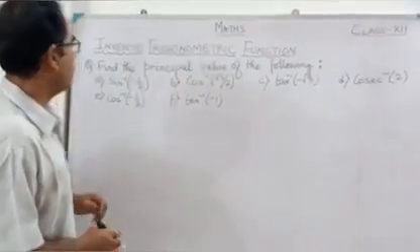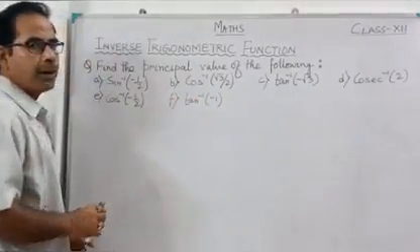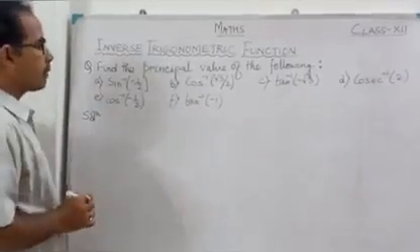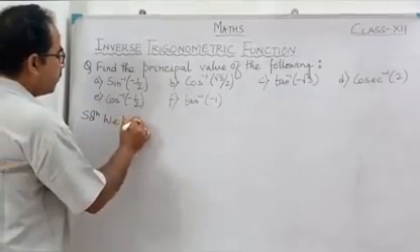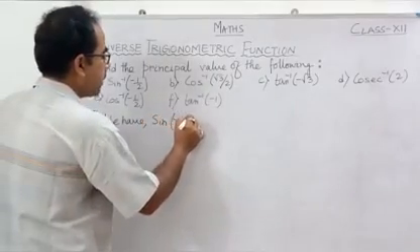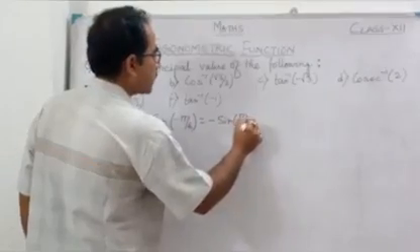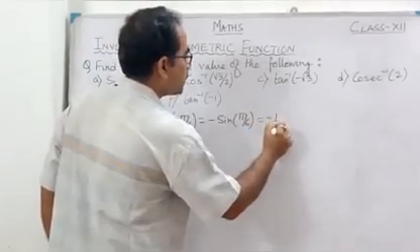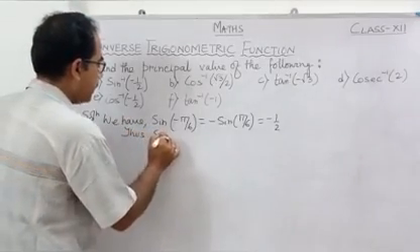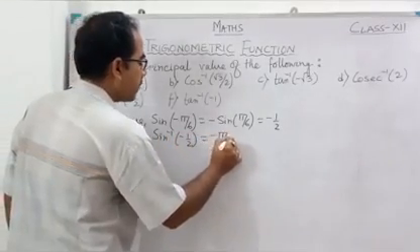Okay students, now I have taken a few maths. Look at here, find the principal value of the following. We have to find out the principal value, correct? So how will we proceed? The first question is sine inverse minus half. So we have sine of minus pi by 6 equal to minus of sine pi by 6, correct? Which is equal to minus half. So thus I can write that sine inverse minus half equal to minus pi by 6.